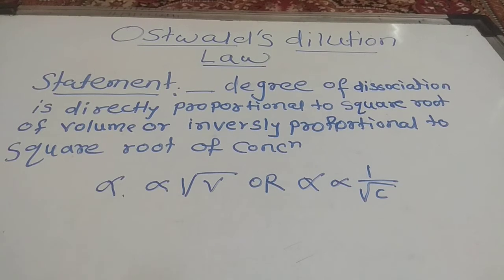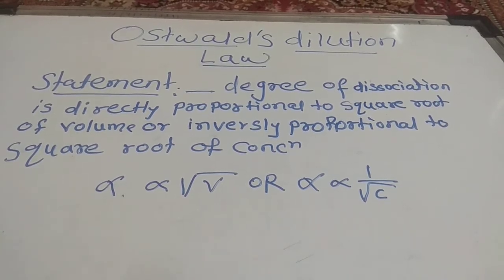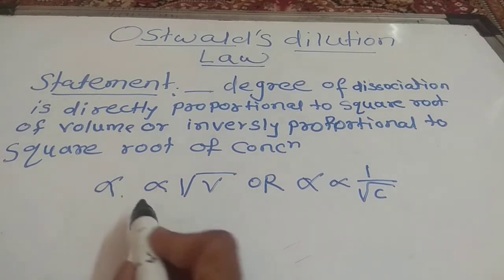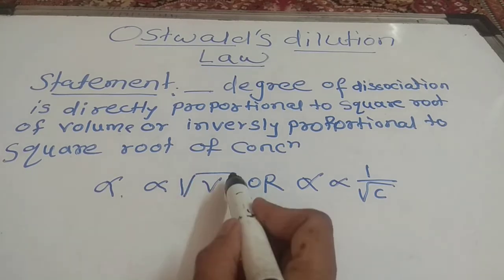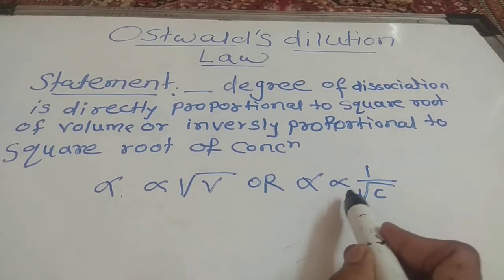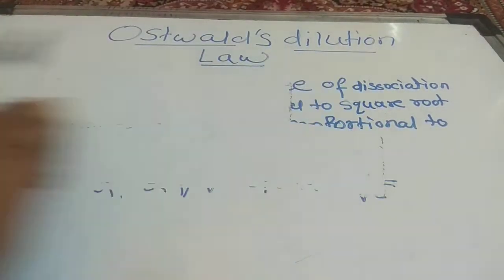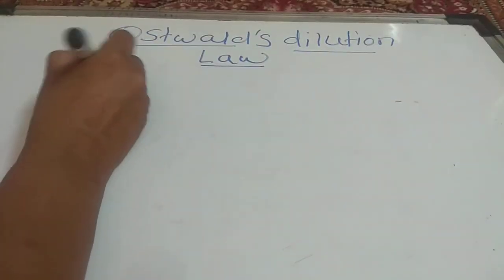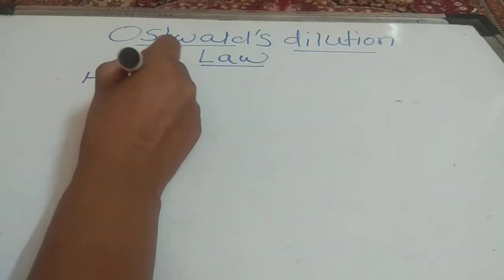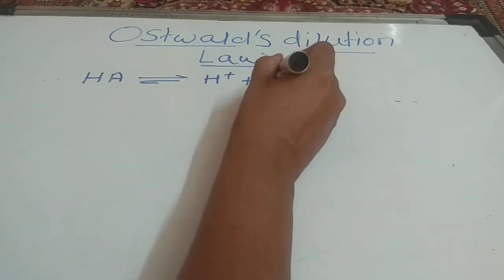This Ostwald's dilution law can be proved for weak acid and weak base. First we will see for weak acid. We have to prove that this law, that is degree of dissociation, is directly proportional to square root of volume or inversely proportional to square root of concentration. So we have to take weak acid, that is HA. Weak acid HA is a weak electrolyte which dissociates as H plus and A minus.